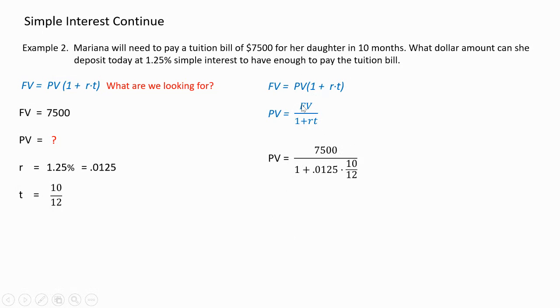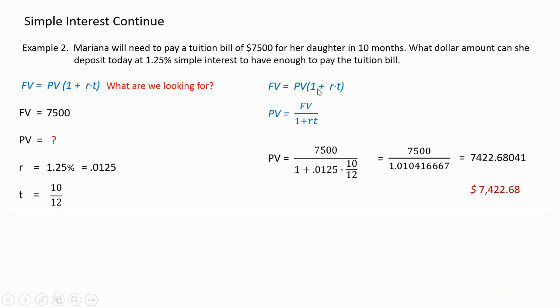So all right, you just put the future value over 1 plus 0.0125 times 10 over 12, which is equal to, we do the bottom part first, which gives us 1.01041667. And this is my answer here, guys. So it's going to be 7,422 and 68 cents, right? Because we round off. Okay, now let me show you with this one here. Again, this is the way MyMathLab shows you, because if you ask for an example, help me solve this, it's going to show you this way.